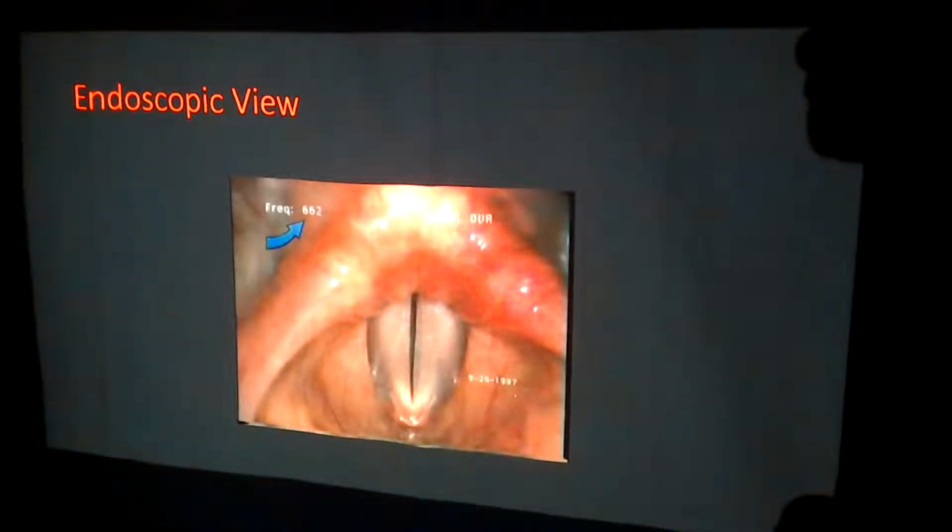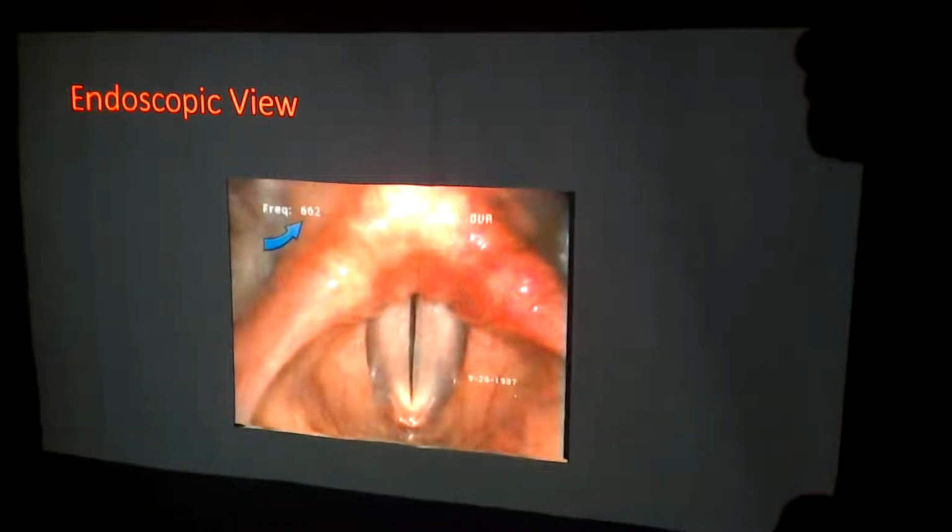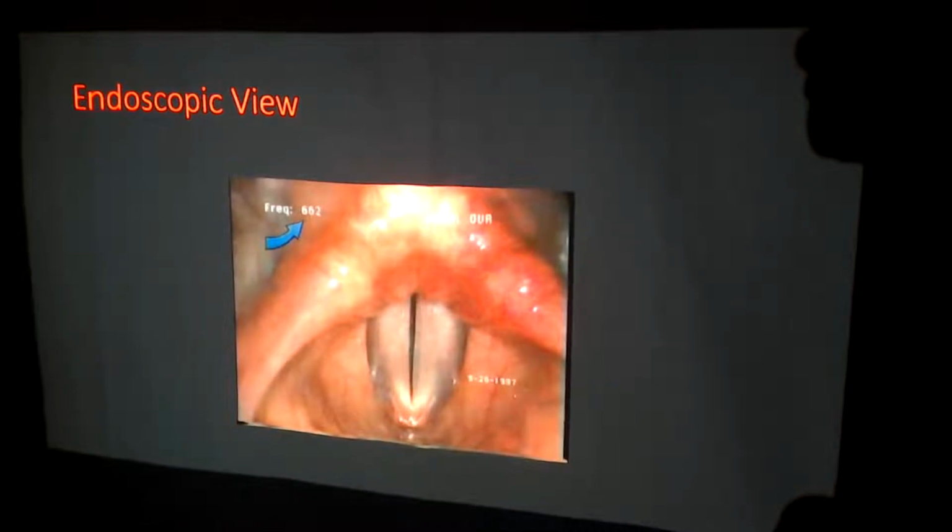Okay. So now what you're seeing on the screen is a screenshot of the vocal folds. The pearl white structures that you see are the two vocal folds. And above that, you see again two band-like structures. We call them false vocal folds.